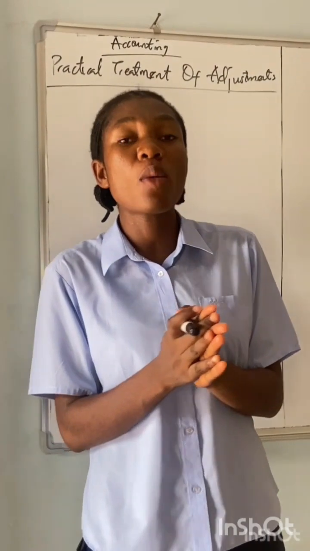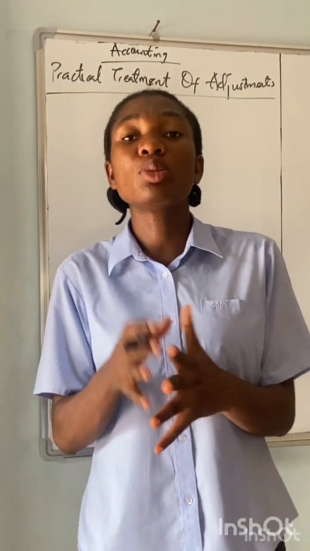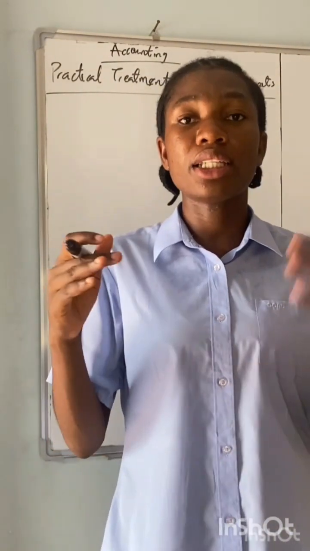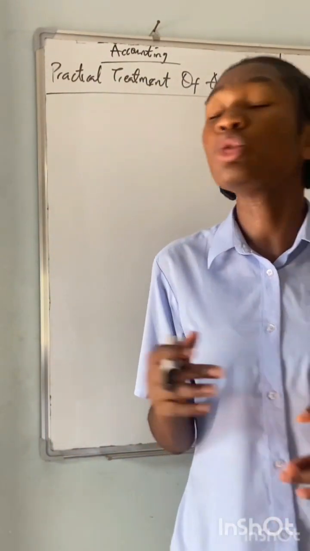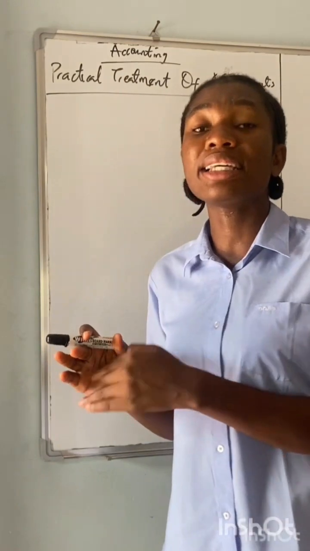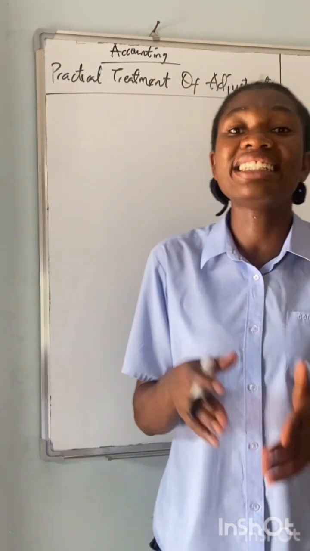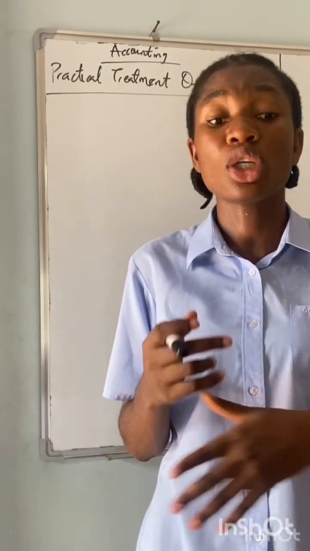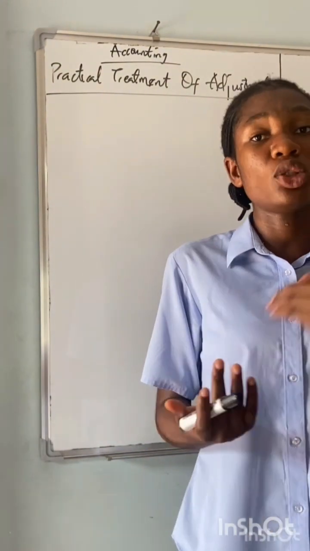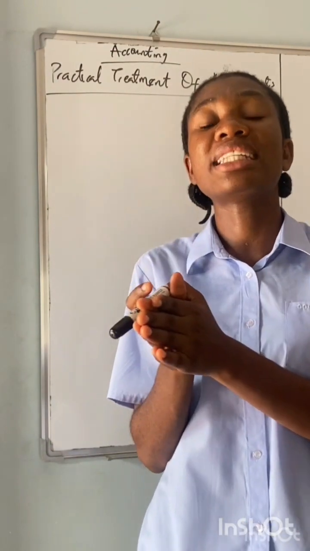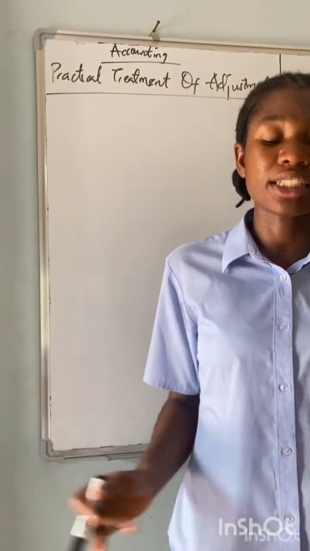Welcome back. So what we are going to be doing now is making the adjustments, using our additional information. I'll be taking them one after the other and we'll see how to treat them. Like I said, adjustments must be treated in both the comprehensive income statement and the statement of financial position.